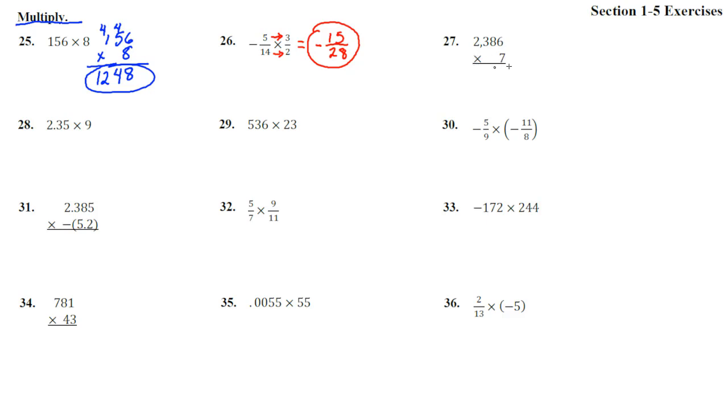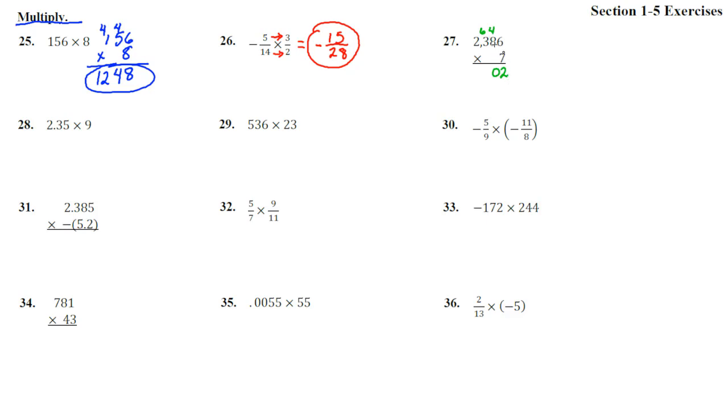2,386 times 7, it's already set up in our usual format. So 7 times 6 is 42. Put the 2 down there and carry the 4. 7 times 8 is 56, plus that 4 that we carried is 60. So we put the 0 down here and put the 6 up there.